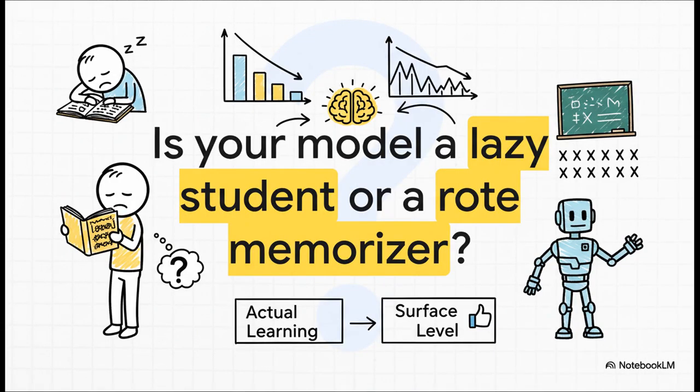So I'll leave you with this thought. The next time you're building a model and you see that amazing performance score pop up, pause for a second. Don't just take it at face value. Ask yourself that critical question: is my model really learning, or is it just being a lazy student or a rote memorizer? Because the answer to that question is everything. It's the key to building AI that actually works.